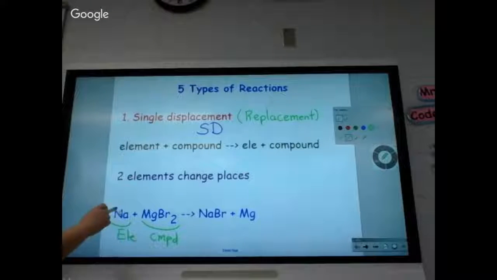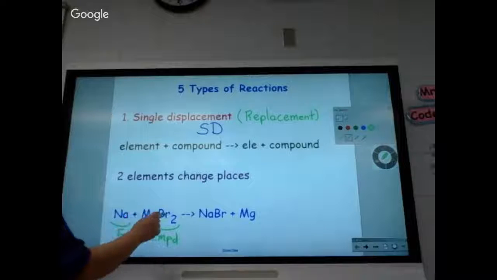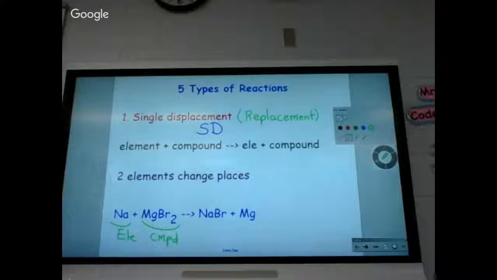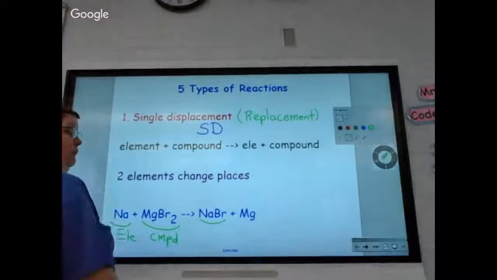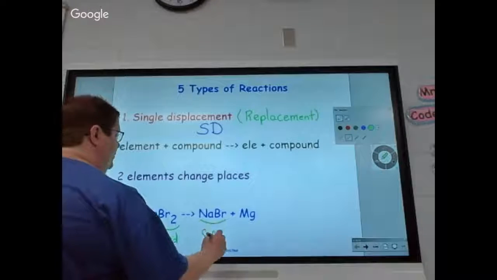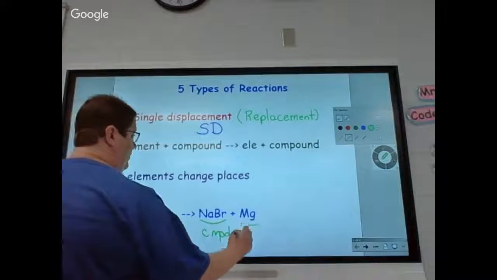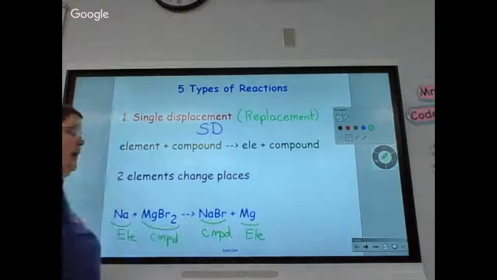How did you know that was an element and that was a compound? An element has one capital, and this has two capitals. Does that make sense? This has what? So it's a compound, and this is a what? That's how you can tell it's single displacement.